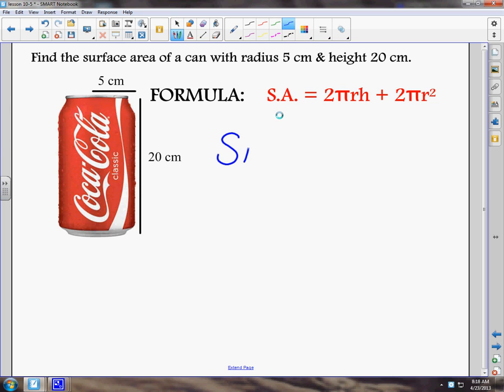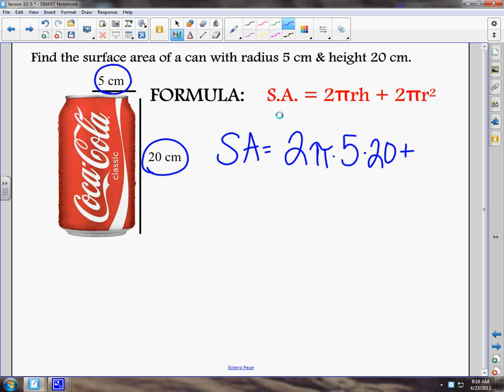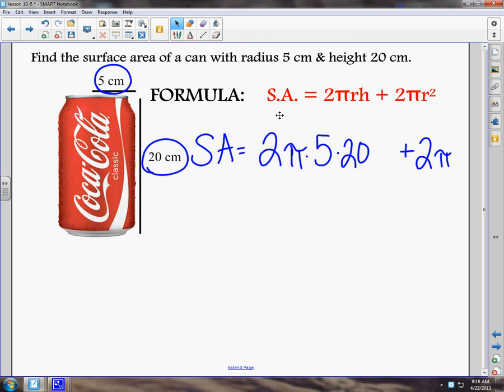The surface area is going to be 2 times pi times the radius, and the radius is 5, and the height is 20. So right there, all I'm putting in are these two numbers. It's pretty simple. Plus 2 pi, and then the radius squared. The radius squared is going to be 5 times 5, which is 25. I can do that pretty much off the top of my head.